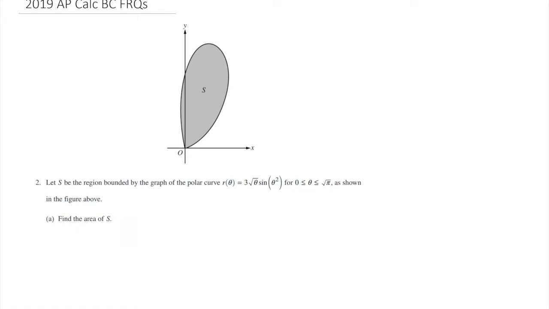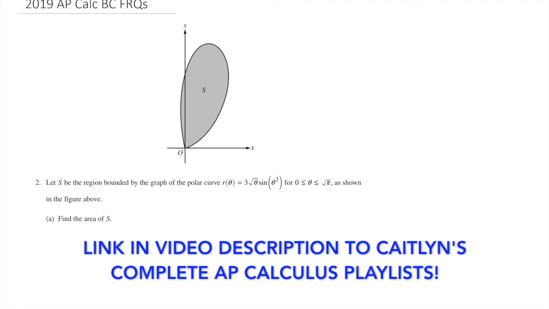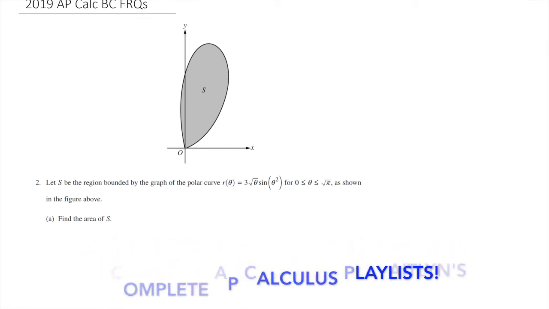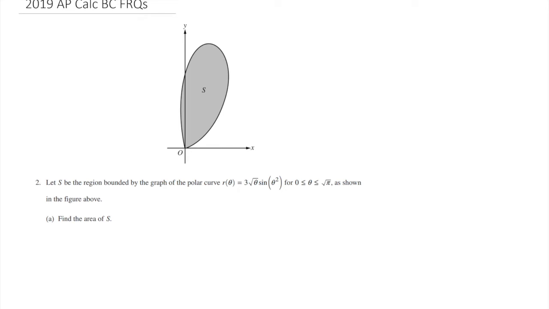Today we're going to go through the 2019 AP Calc BC FRQs. I already have some other videos that go through the BC FRQs that are also AB FRQs, so that's number 1, number 3, and number 4. So in the next couple videos we'll go through the ones that are BC only, so number 2, number 5, and number 6.